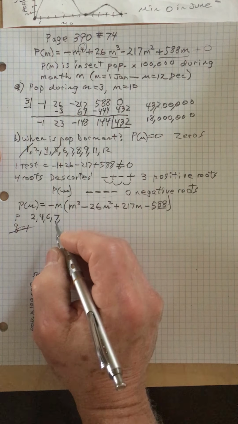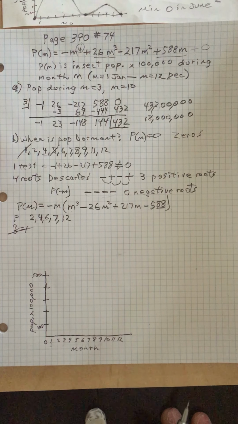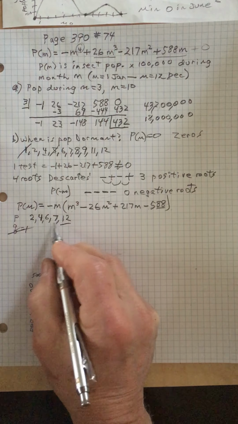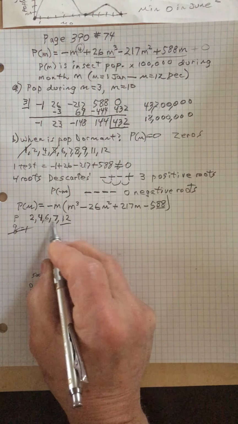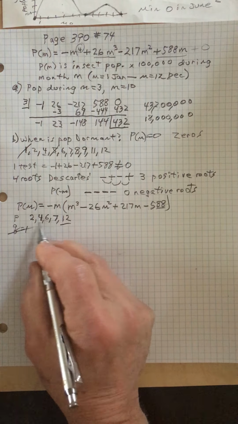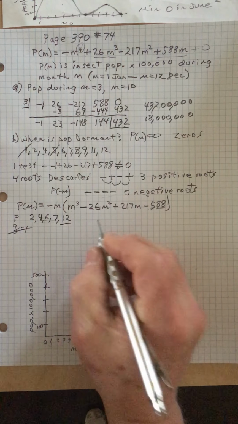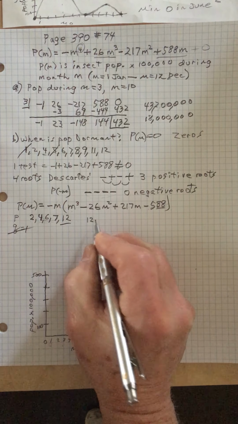So the only thing we can do here is just start trying them. Now, since we're trying to figure out when the population is dormant, I'm going to test 12 first because my thinking is these months here, you're going to have some activity, more than likely. February, maybe, maybe not, but in December, I'm guessing there's no insects around. So that would be a good one to start with.